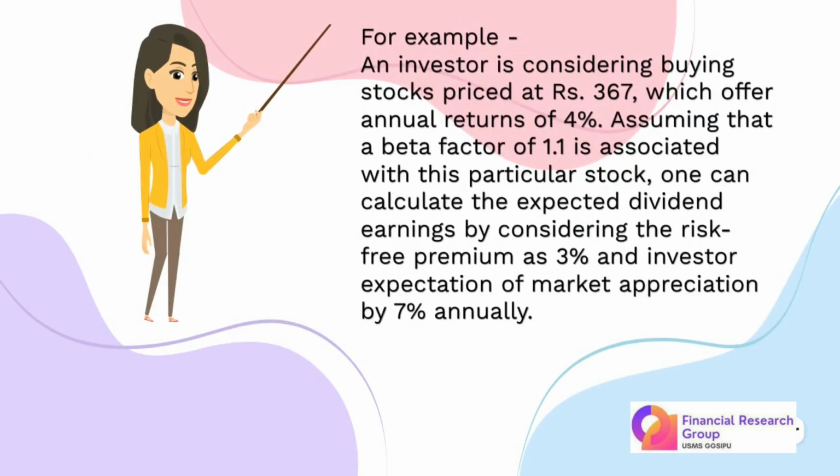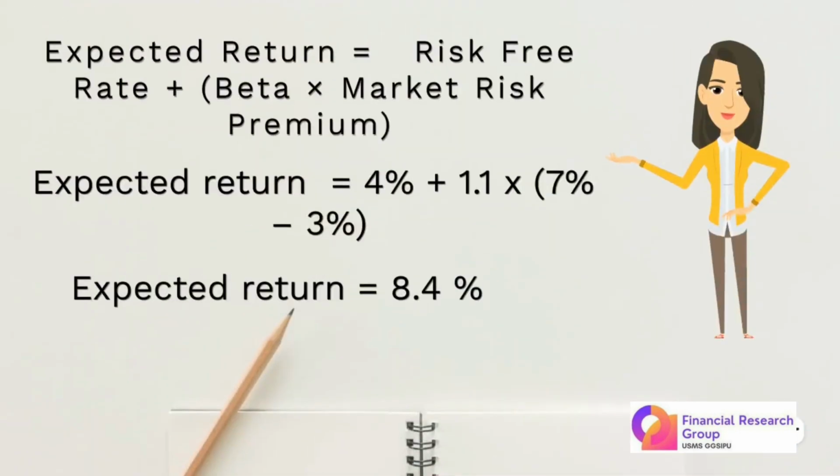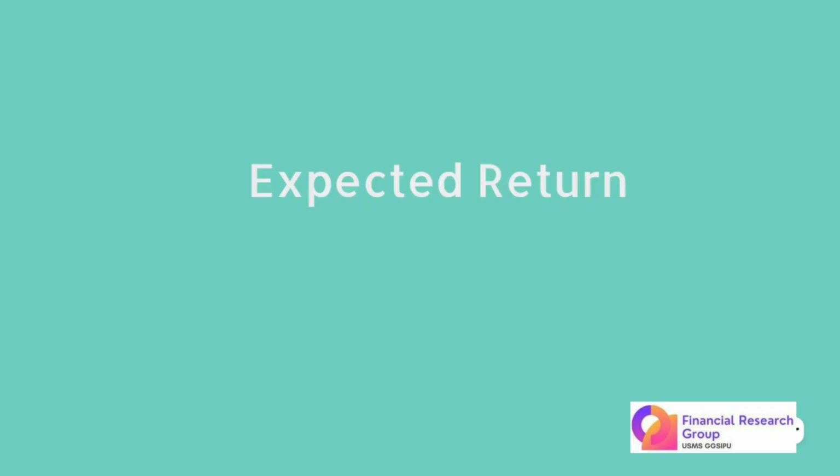An investor is considering buying stocks priced at Rs 367, which offer annual returns of 4%. Assuming that a beta factor of 1.1 is associated with this particular stock, one can calculate the expected dividend earnings by considering the risk-free premium as 3% and investor expectation of market appreciation by 7% annually. Putting the values in the formula, expected return would be 4% plus 1.1 into (7% minus 3%), then the actual expected return would be 8.4%.